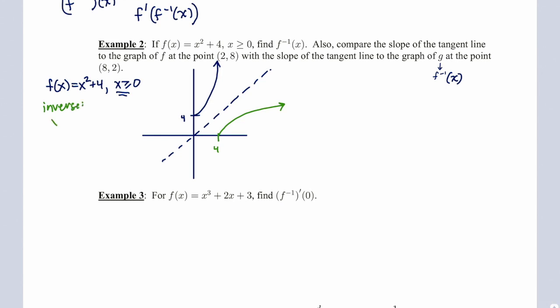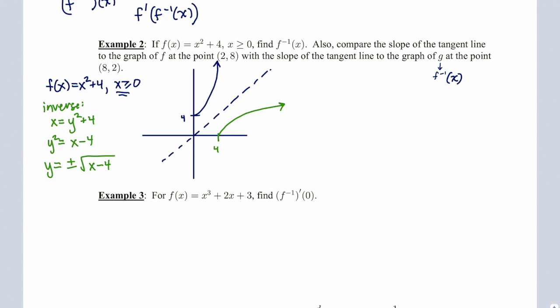I switch x and y, and then I try to solve for y. I would have y squared equals x minus 4, and then I'd have y equals positive or negative square root of x minus 4. And I know that a function can't have both positive and negative. It can't be one or the other. It has to just be one of them.